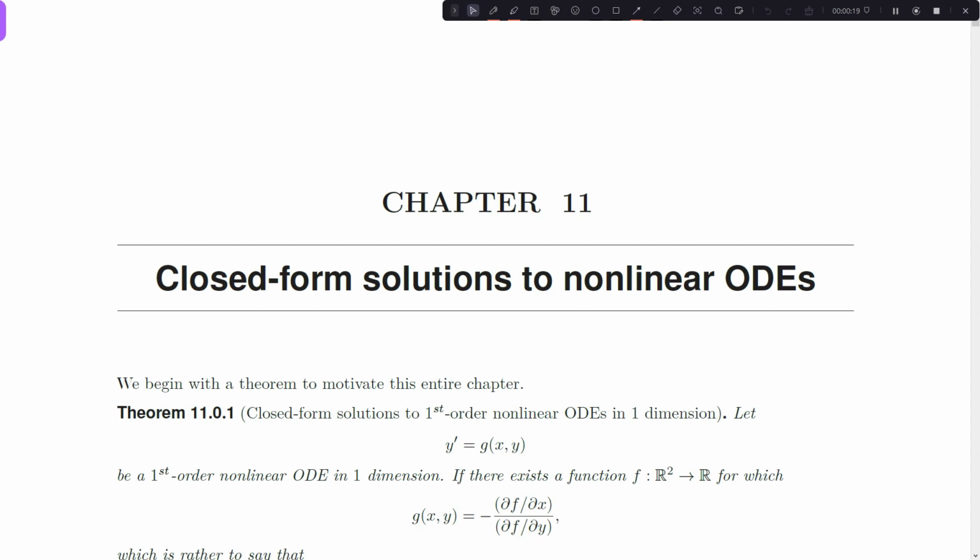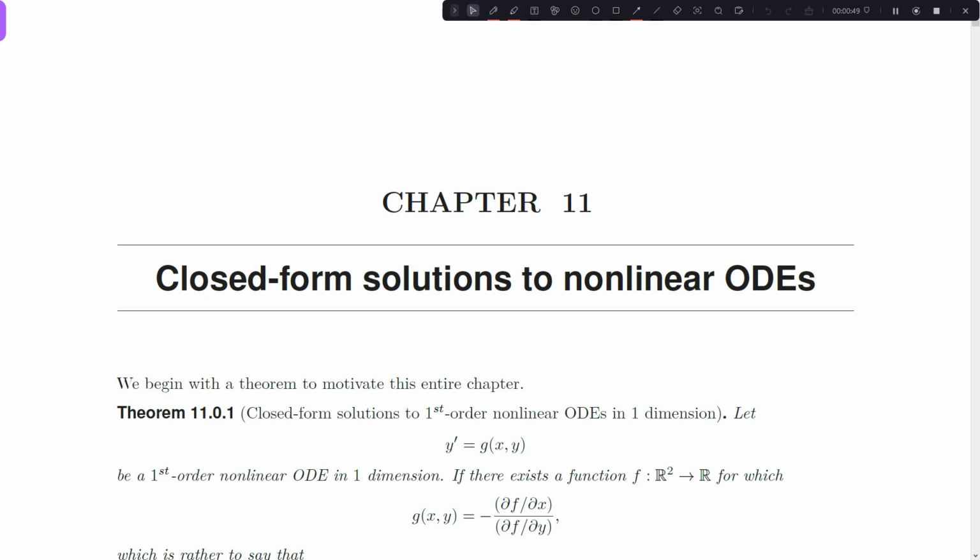Okay, welcome back. We're moving on to chapter 11, which is closed form solutions to nonlinear ODEs. And in particular, we're going to be stuck with first order one-dimensional, because that's the extent to which we can actually solve these in closed form in somewhat of a general sense. So that's pretty restrictive, right? Because these first order linear problems in one dimension, we could solve all of them really easily. But in nonlinear problems, it's a subset.